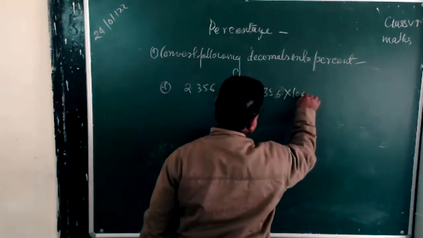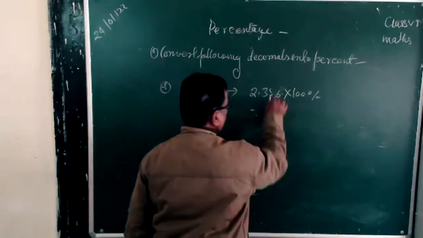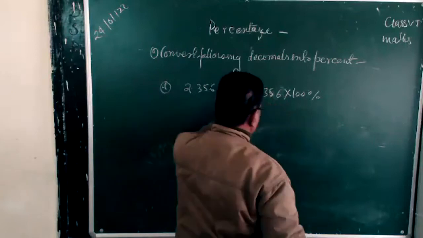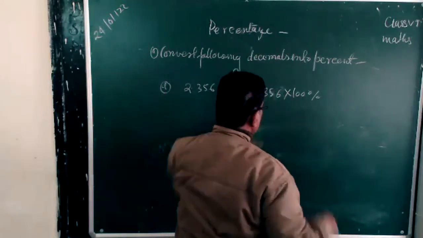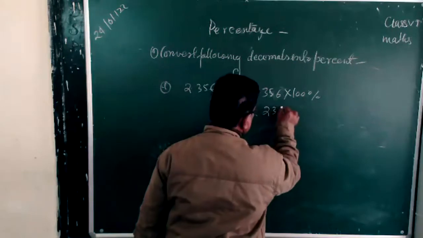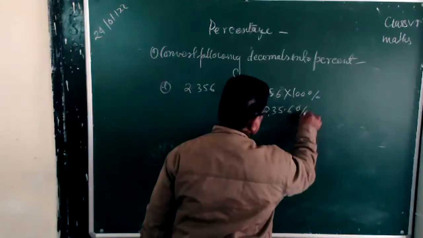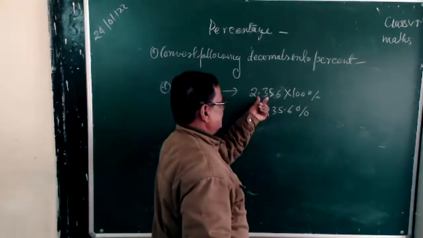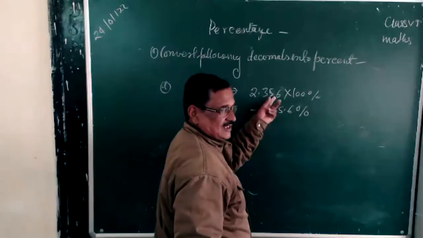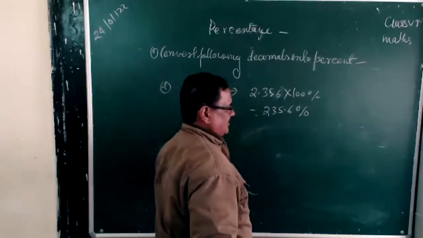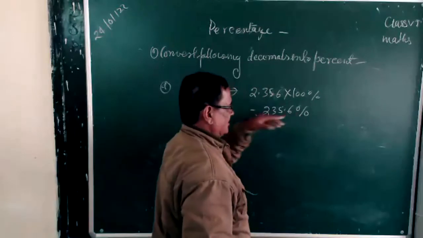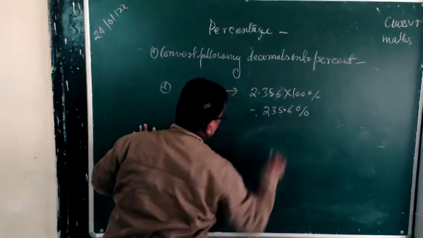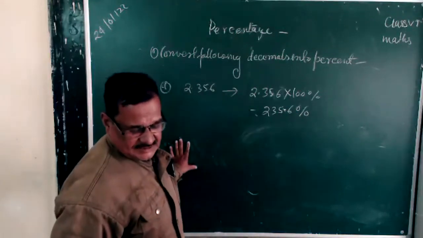into 100. When a decimal number is multiplied by 100, the decimal shifts 2 digits to the right side, so that is 235.6%. The decimal shifts 2 digits, because here it is 100, so the decimal is shifted 2 digits to the right side. Divide, then 2 digits to the left side. Multiply, then 2 digits to the right side. So that is 235.6%.